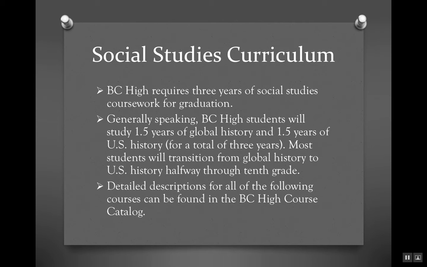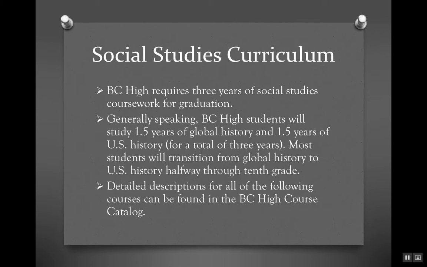For the first year and a half of their time at BC High, that is for all of 9th grade and the first half of 10th grade, they will study global history, and then halfway through the 10th grade, they will switch to studying United States history. They'll study U.S. history for the rest of sophomore year, and then for the full year during their junior year, so 1 year and a half at the beginning of global, another year and a half of U.S. history. That gives you their 3 years that are required for graduation.